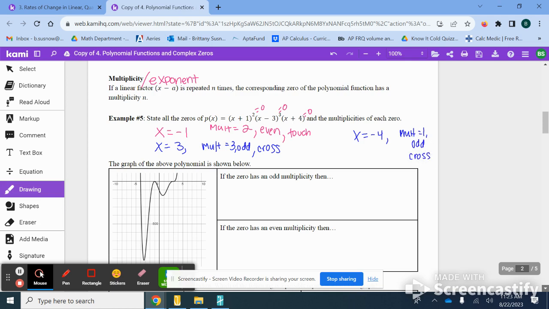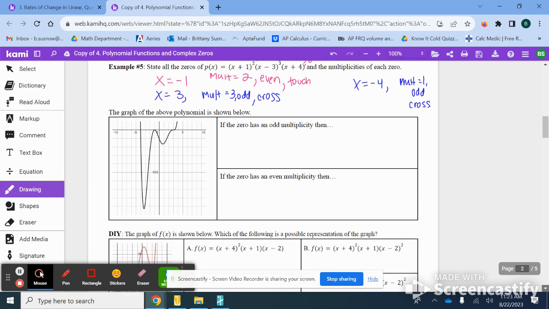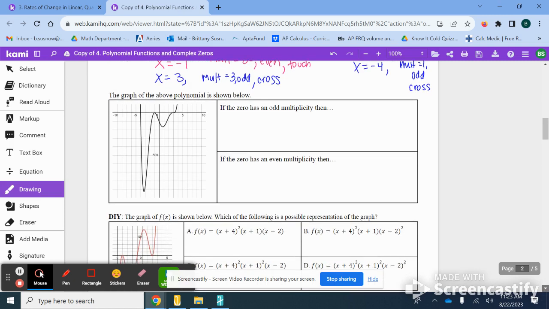Now, just to your question, you don't have to write all of this down. You'll see how I think in a second, you'll see how it goes. Moral of the story. If it has an odd multiplicity, then we'll call it a cross. And I'll show you in the picture what that means. If it has an even, then it touches.